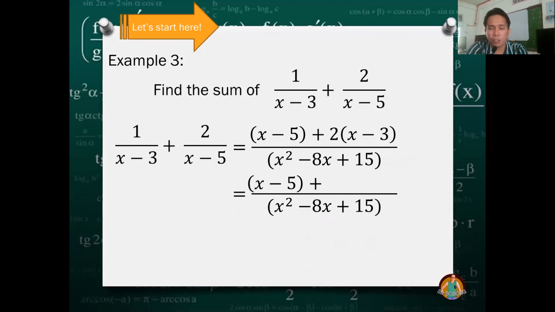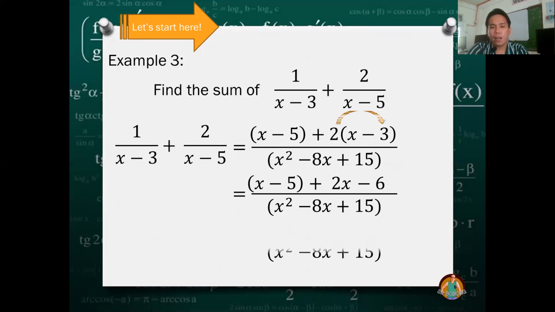So, tingnan natin. Tingnan ninyo yung presentation. Paano siya i-simplify? Ganito. 2 times x will give us 2x and 2 times negative 3 will give us negative 6. Naintindihan ba yun? Okay, so na-simplify na natin and then we can combine like terms.